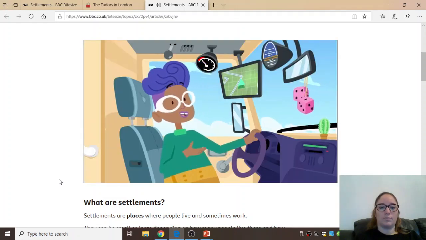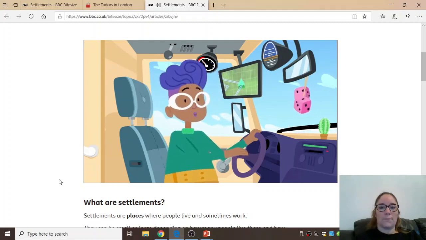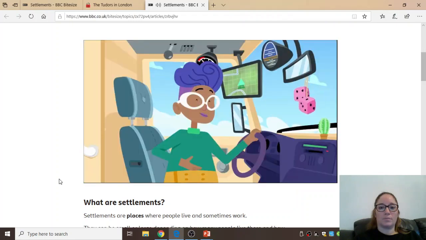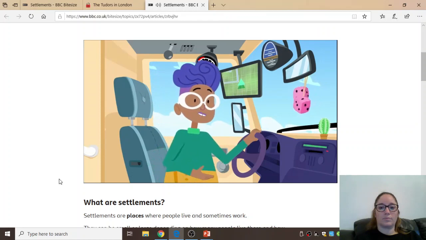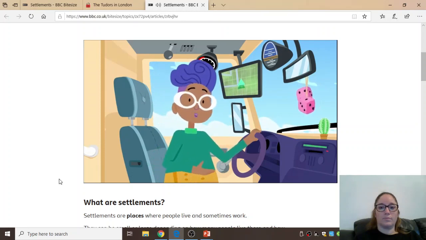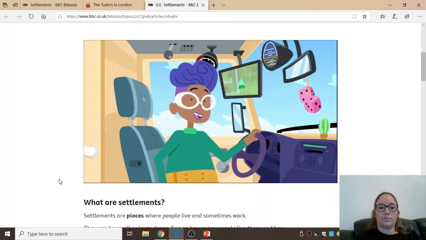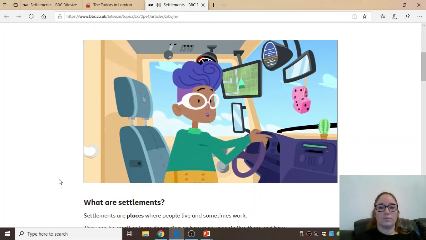High up in my airship, I can look down and see where people have built places to live and work, from hamlets and villages to towns and cities. We call these places settlements. But how can we tell the difference between a hamlet and a village or a town and a city? Well, it mostly depends on how many people live in a place and how many facilities like shops and schools there are. Let me show you.